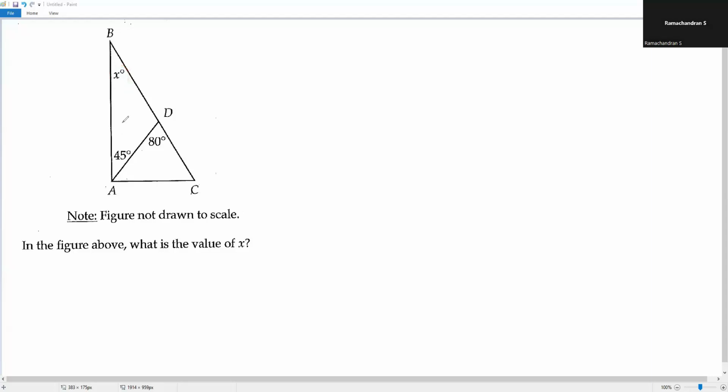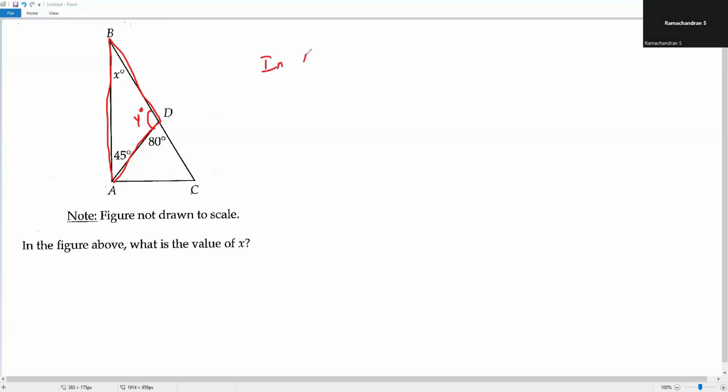In this triangle, I consider the part of the triangle that is also a triangle. So I consider triangle ABD. In this triangle, we have three interior angle measures. One is 45 degrees, and the other one is x degrees. But this angle measure, I do not know. I assume this is the angle measure y.